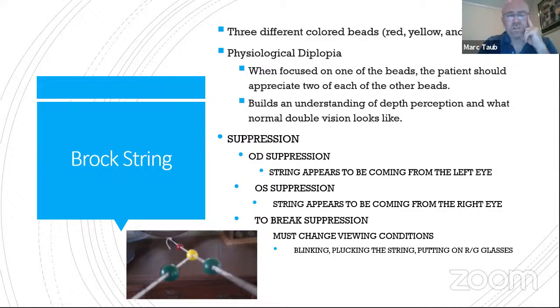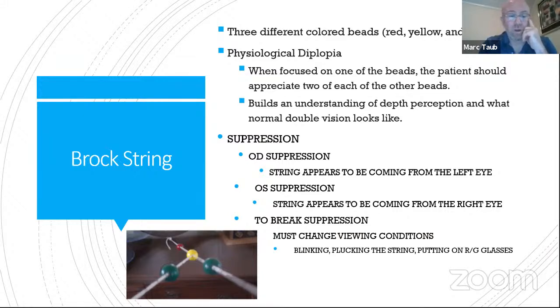The Brock string is so stinking simple. Essentially, you've got three different color beads. You've got the red, yellow, and green. I've seen Brock strings with five beads. I've seen Brock strings with the beads being a basketball, a soccer ball, a tennis ball. It doesn't really matter.